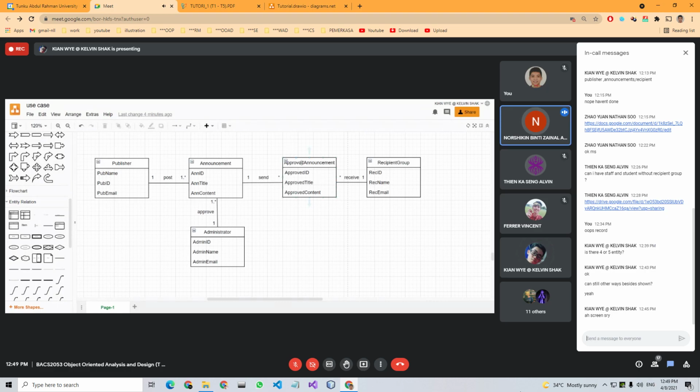Group recipient. Why did you say that? No, wait. Let me check. Why do you say approved announcement as an entity? Because the announcement and group are many to many, I just put the extra thing in the middle to make it one to many and then many to one like that. Oh, okay. So from announcement to recipient group, one receives, one receives many.